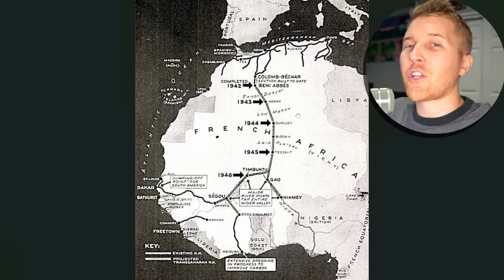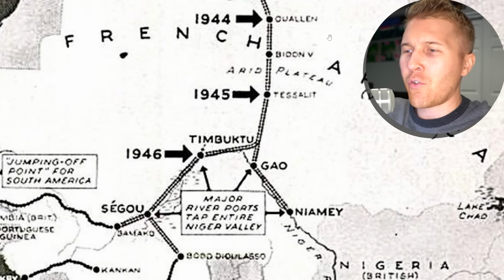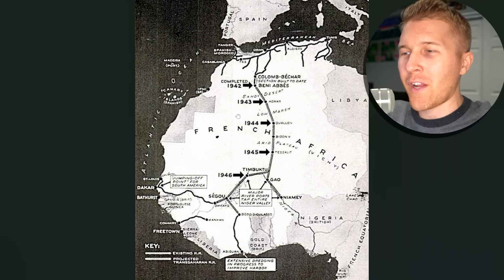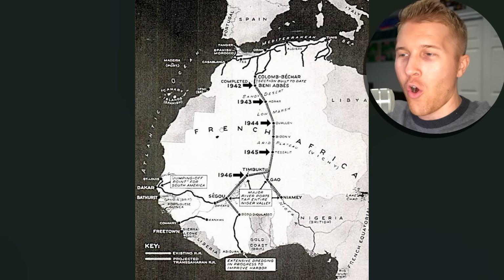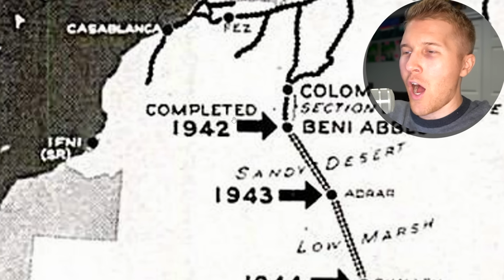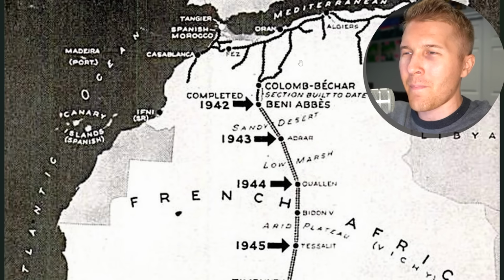The French were about to try something wild in Africa. This was the proposed Trans-Saharan Railway back in the day. It's important to remember this was all a part of the French Empire at the time. This was all French Africa. I really want to know when they came up with this plan though, because these are some really awkward years: 1942, 1943. Was this before or after the Germans walked into Paris?